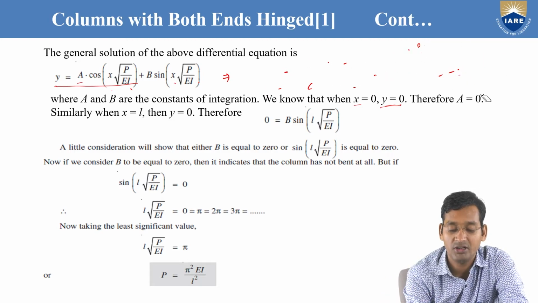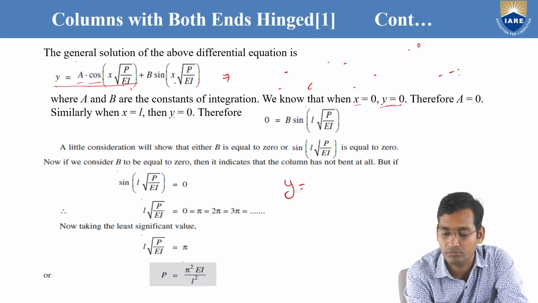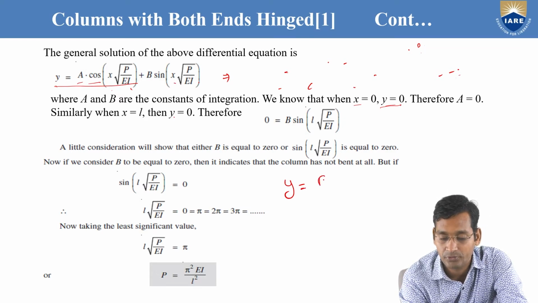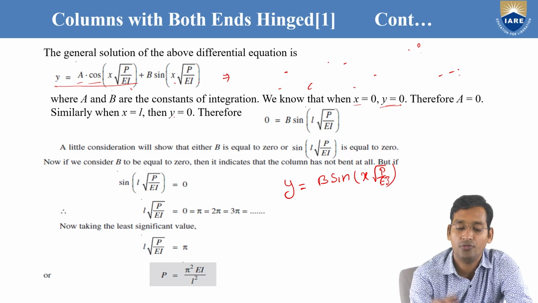So similarly, at x equals L, y equals 0. So let's put that value. Now we will substitute A here. So now what we have, y equals 0 into this term will be 0, so just writing the remaining term only. So y equals B sin(x root P by EI). Okay, this is now after substituting the value of A.